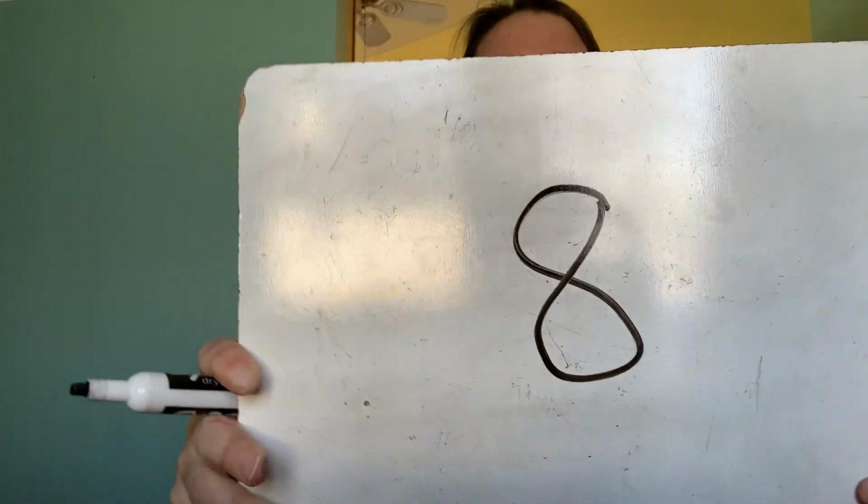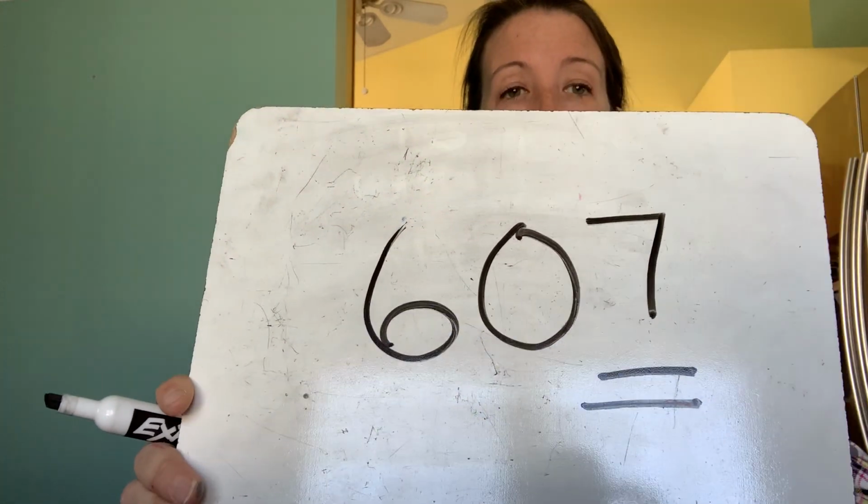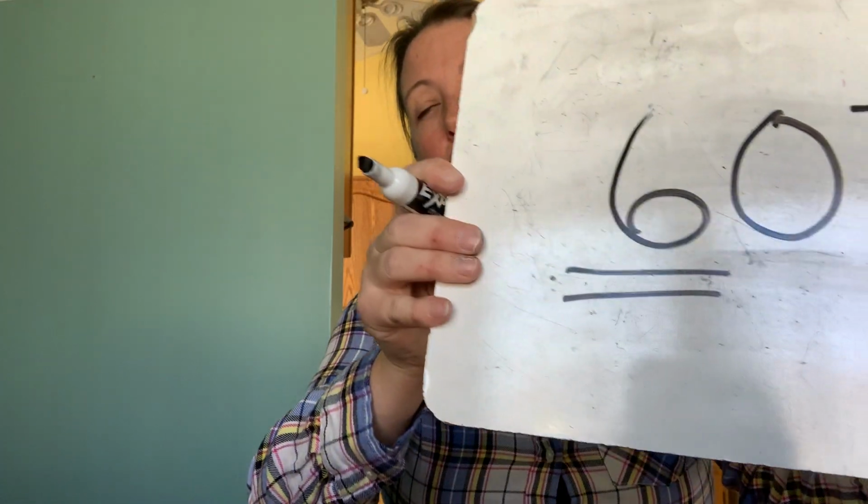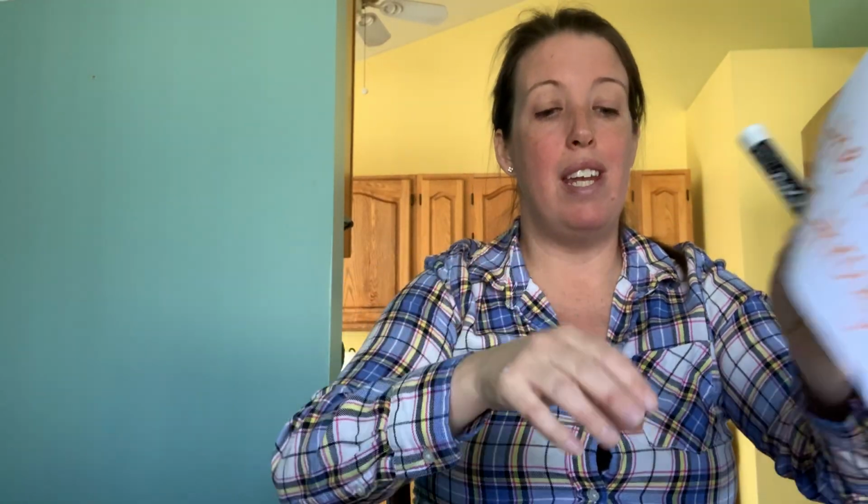So if I showed you this number and asked you what the digit is, the answer is 8, right? If I wrote this number and I asked, what is the name of the underlined digit? You should say 7. If I asked you the name of this underlined digit, you should say 0. And if I asked the name of this underlined digit, you should say 6. So a digit is just the name of a number 0 through 9.